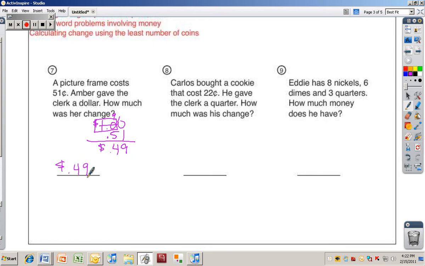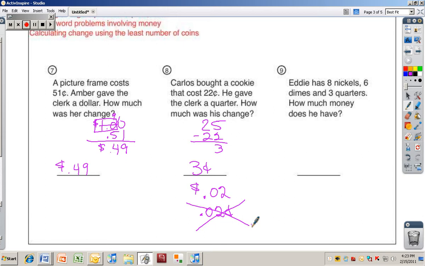If you're getting behind, just pause the video, get caught up, and then turn it back on for problem 8 here. Actually, what I'd like you to do is pause the video, do numbers 8 and 9, turn it back on when you're ready to see the solution. Bought a cookie that cost 22 cents, gave a clerk a quarter. The change is going to be 25 minus 22, 3 cents in change, or you can write your answer like that. Remember, you're not allowed to write this. No cent sign with a decimal point.